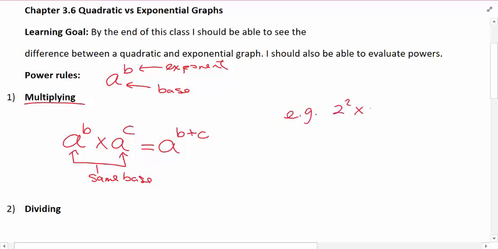Okay, so let's do just a quick example here. 2 squared times 2 cubed equals what? What does that give you? 2 to the power 5, right? And that 2 to the power 5 is what? 30? 32. Okay. So that's how you simplify powers when you are doing the multiplication.